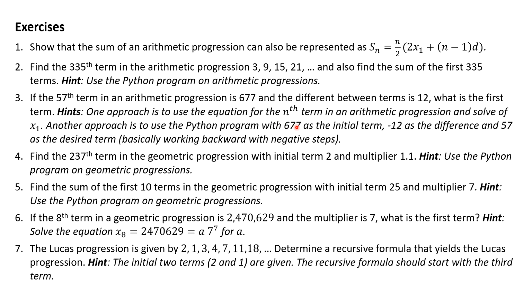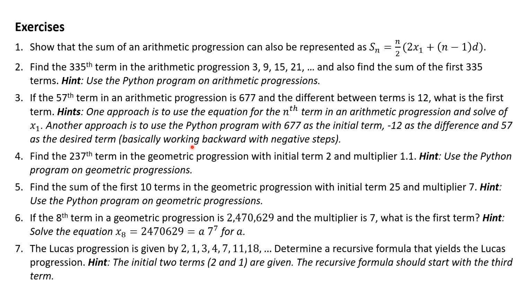So you would take 677 as the initial term, and then rather than 12, you would take minus 12, just counting back 57 terms, and that would give you the answer also. So you may want to try doing that both ways.